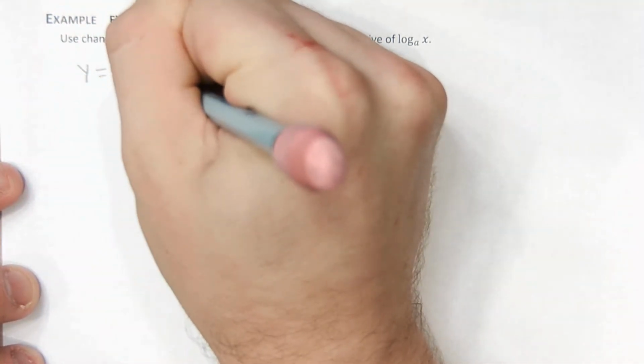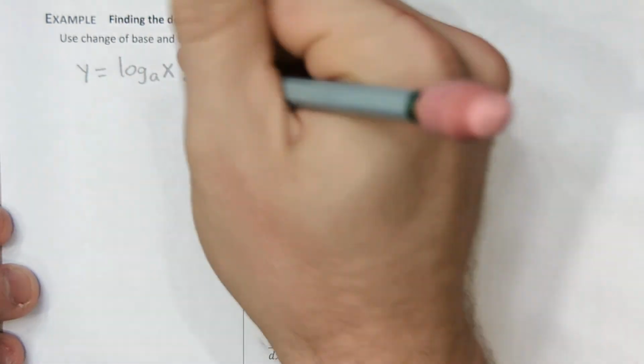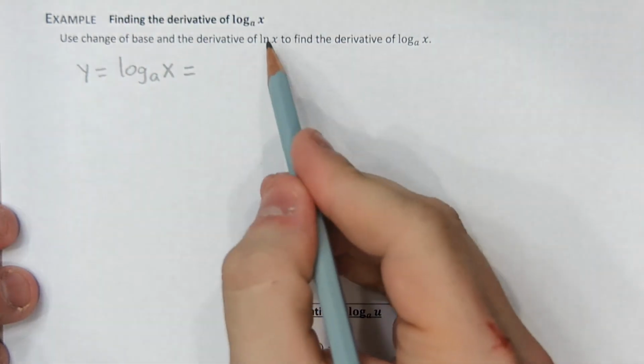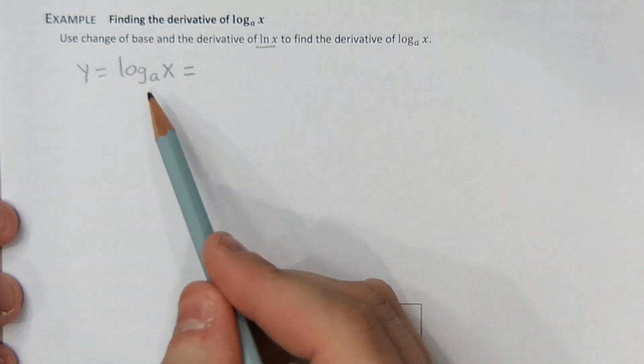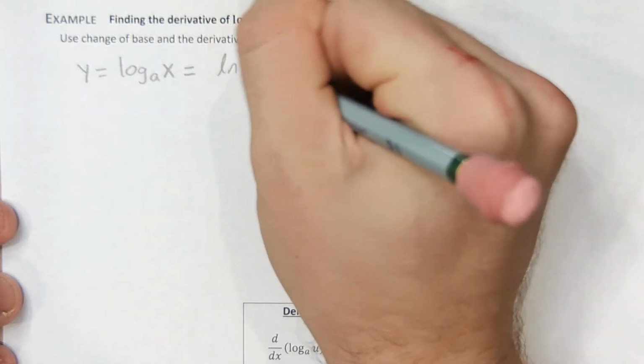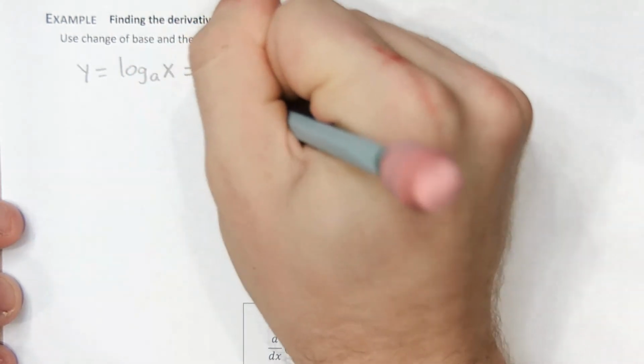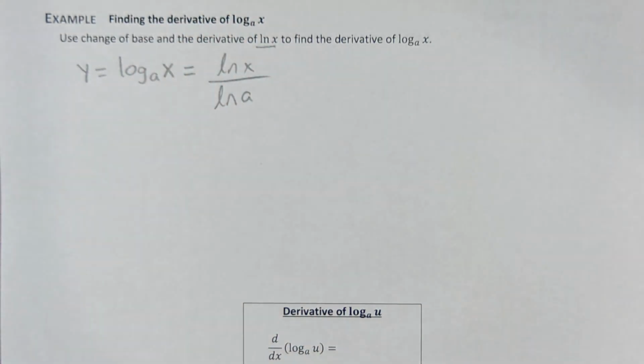So y equals log base a of x. I'm going to use the change of base, specifically base e, so that I can use ln of x. So log base a of x will be written as the ln of x over the ln of a. Bet you never thought those log rules were going to be important again, did you?